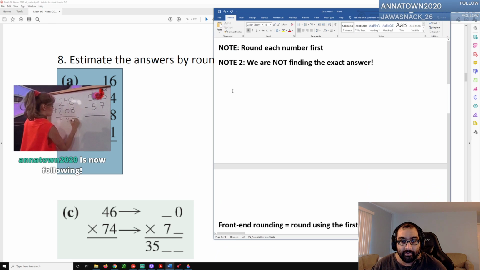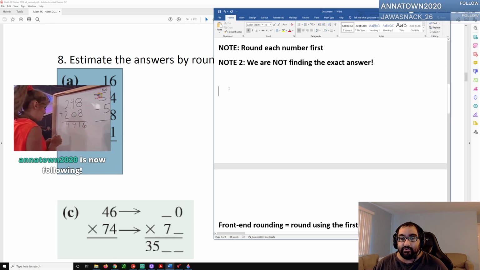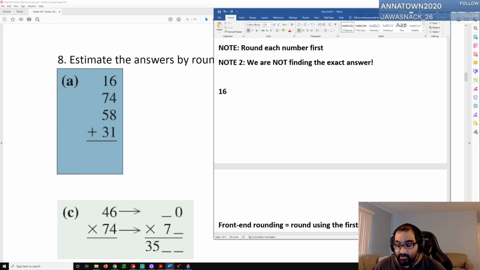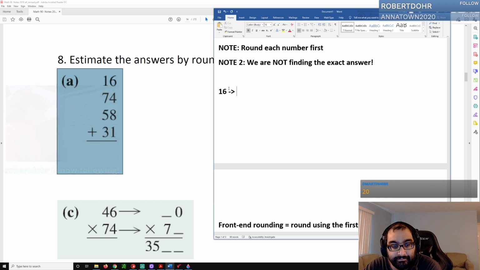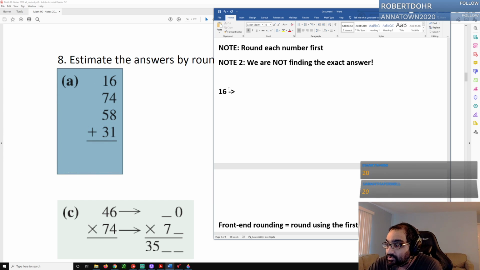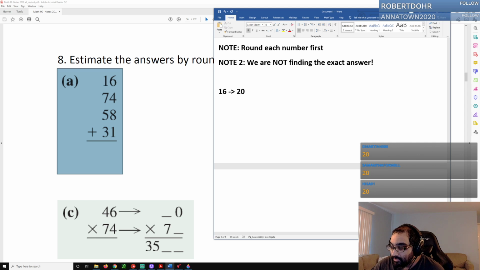Okay. So let's just round here. We're going to round to the nearest 10 for each of these numbers. So we're going to round to the nearest 10. All right. So let's look at this first number here, 16. If we round to the nearest 10, what does 16 round to? All right, 20. Great. That's right. Oh, okay. So far, so good. How about 74?